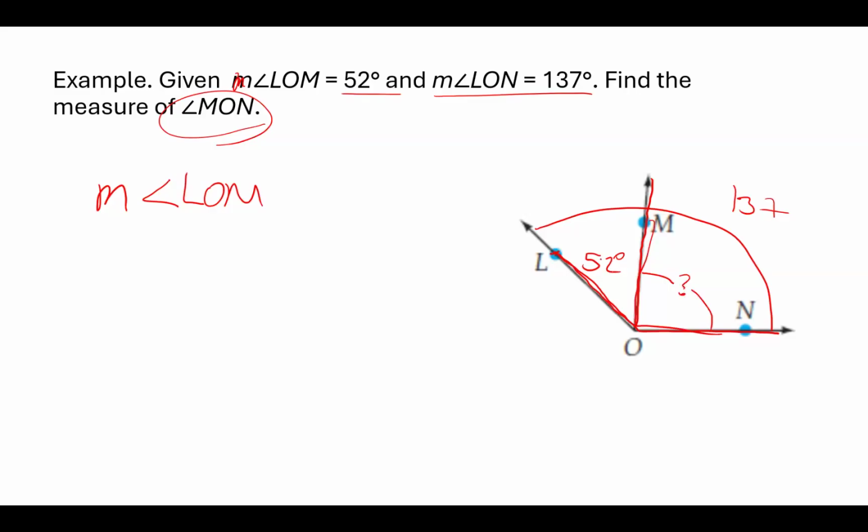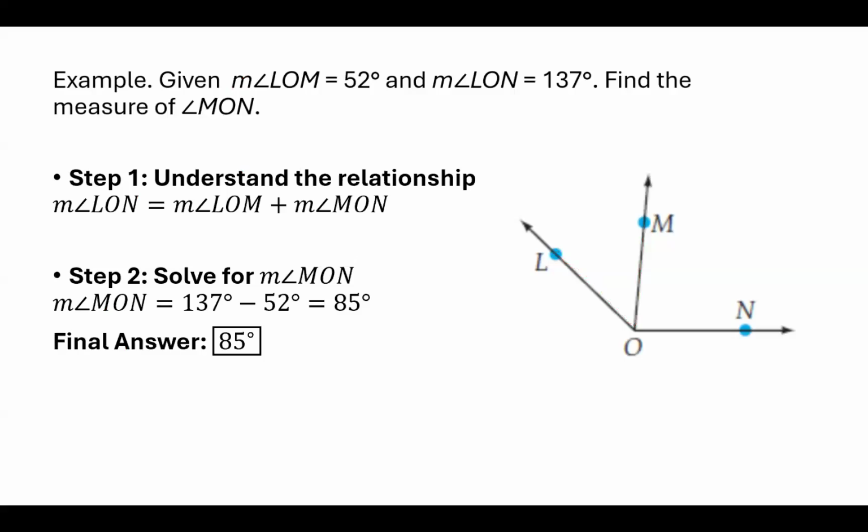Well, we could see that if you add this plus this, that has to give you the 137. So of course the answer would be subtracting. The entire angle is the sum of these two, this and this.